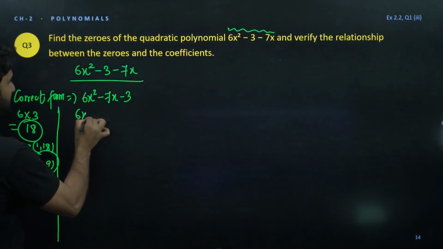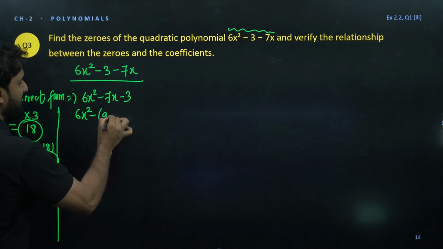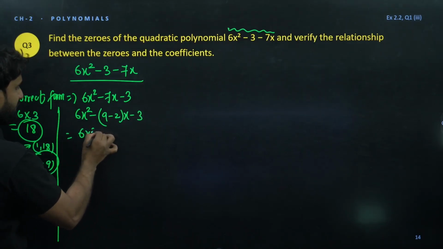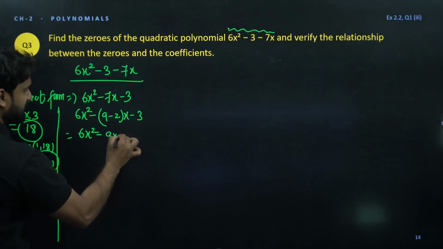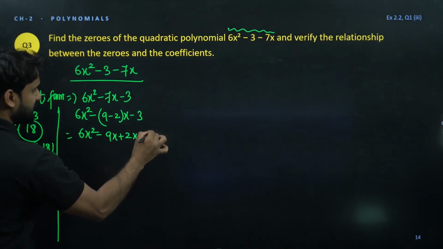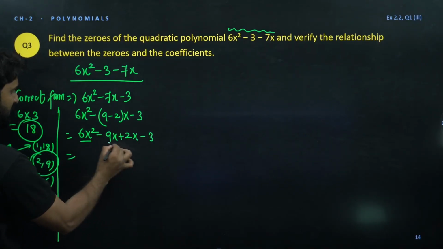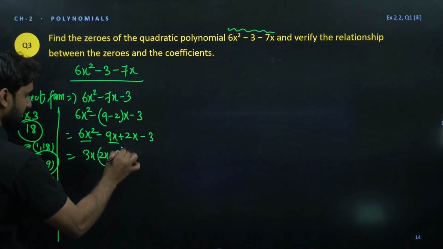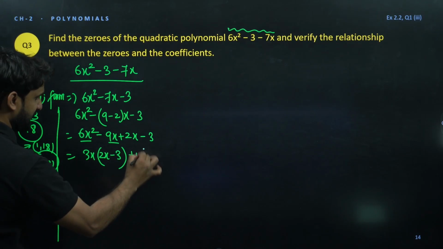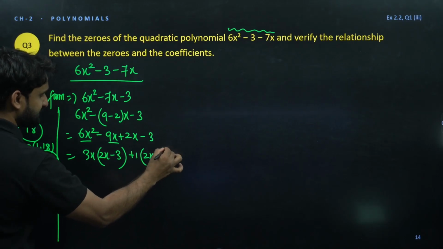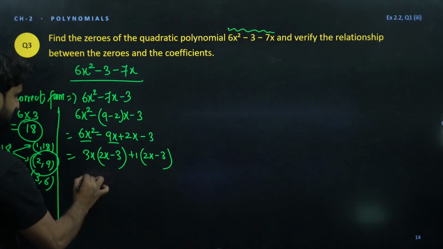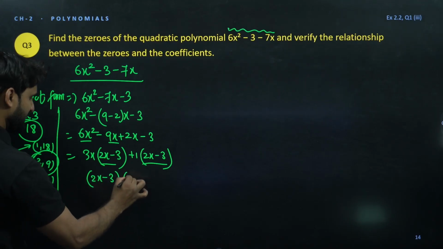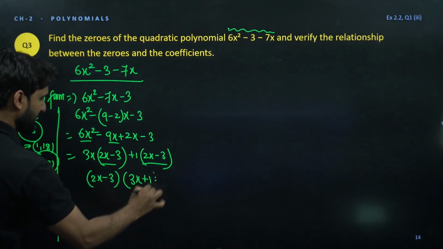So now we can write 6x square, this will be 9 minus 2, x minus 3. Can we please solve this? Open the bracket: 9x plus 2x minus 3. Can we take common here? In the first two, 3x will come common, so this will be 2x minus 3. And here we can take common as 1, so this remains as it is. Both the brackets are similar, which is what we want: 2x minus 3 and 3x plus 1. So we have 2 brackets.